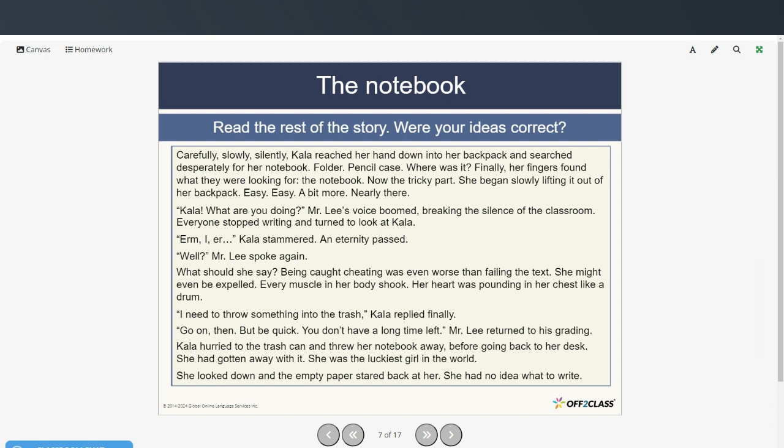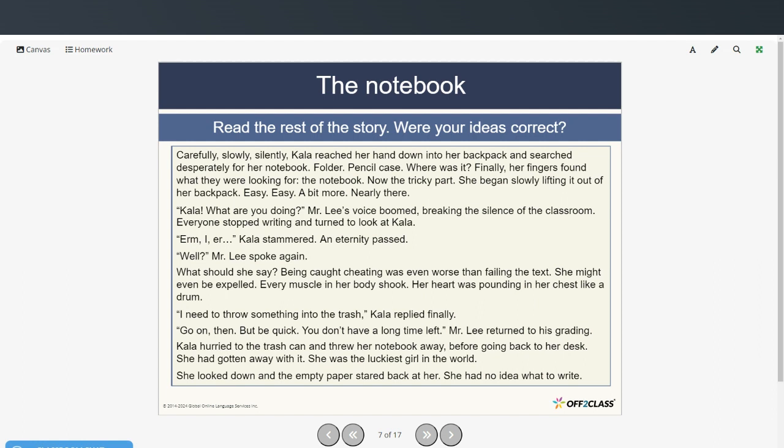Carefully, slowly, silently, Kayla reached her hand down into her backpack and searched desperately for her notebook. Folder, pencil case, where was it? Finally, her fingers found what they were looking for, the notebook. Now the tricky part. She began slowly lifting it out of her backpack. Easy, easy, a bit more, nearly there. Kayla, what are you doing? Mr. Lee's voice boomed, breaking the silence of the classroom. Everyone stopped writing and turned to look at Kayla.